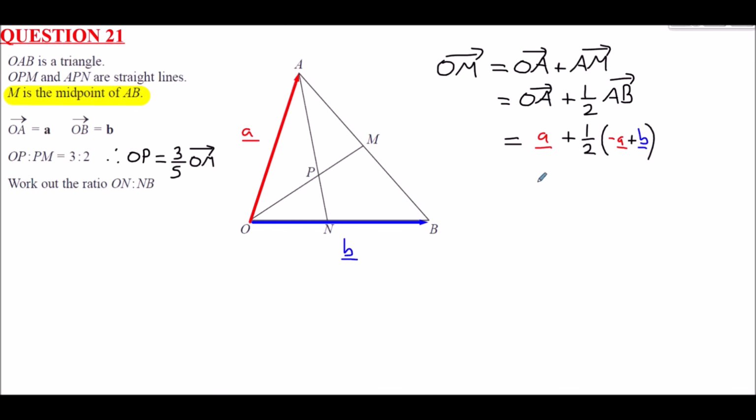So if we expand this out and simplify, O to M, A plus half of minus A plus B, well, I'll expand it out first actually. So I've got A minus a half A plus half of B. A minus half A, that's half of A plus half of B, so that gives us half of A plus B. So that's what OM is.